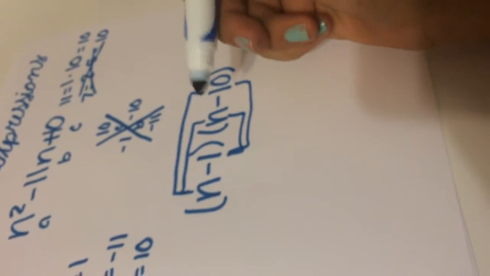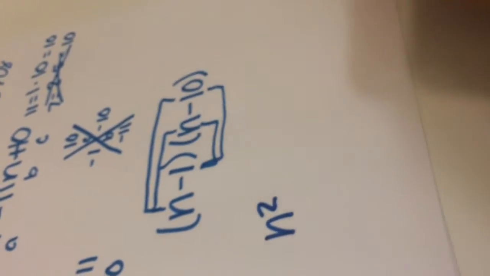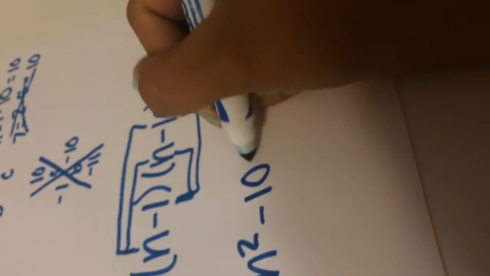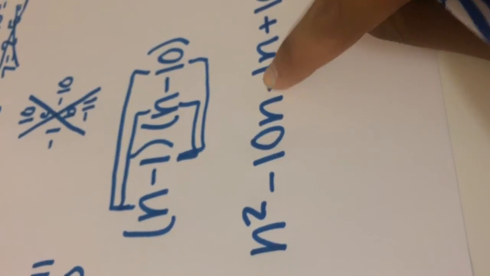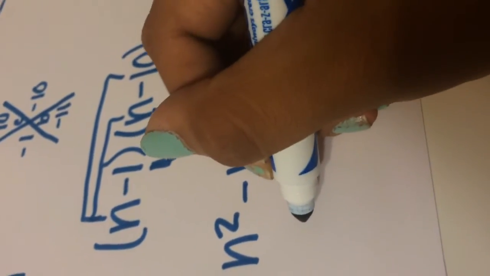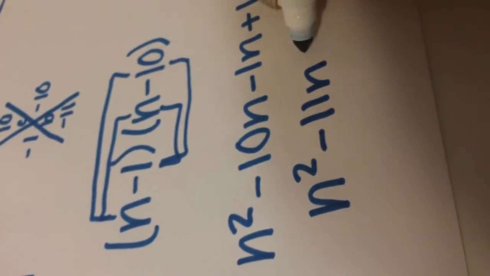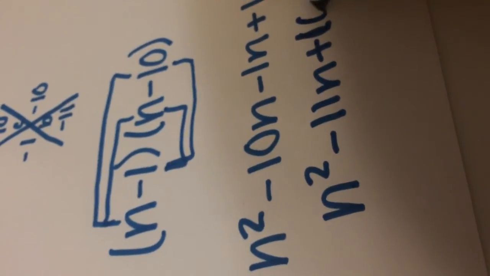So you have n times n, which gives you n squared. Then you have n times negative 10, which gives you negative 10n. Then you have negative 1 times n, which gives you negative 1n. And then you have negative 1 and negative 10, which turns into a positive 10. So when you add it up, negative 10n and negative 1n would give you negative 11n. So you have n squared minus 11n plus 10, which is the same thing you have up here.